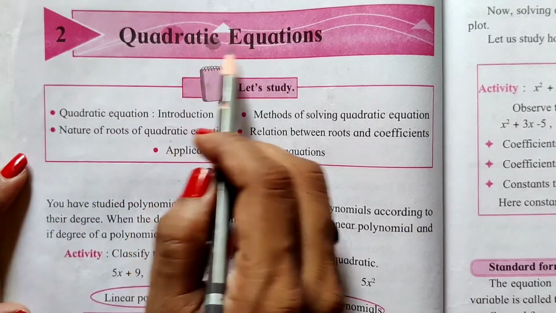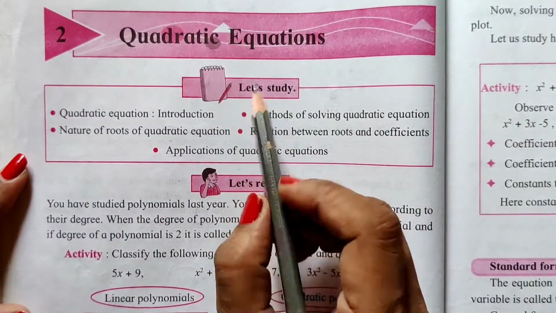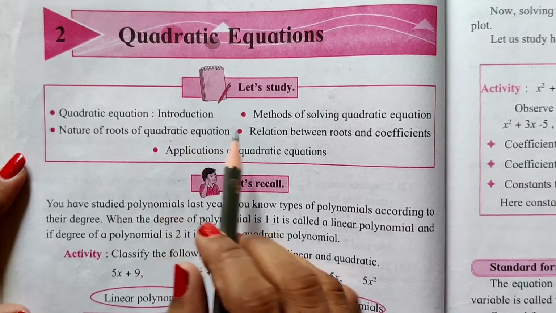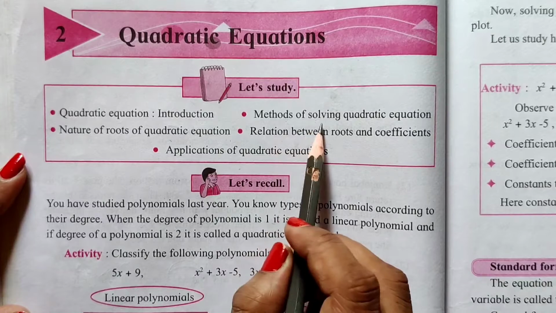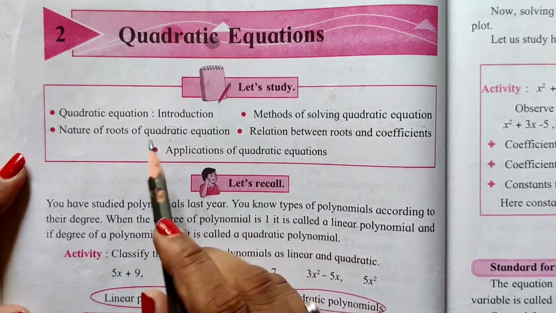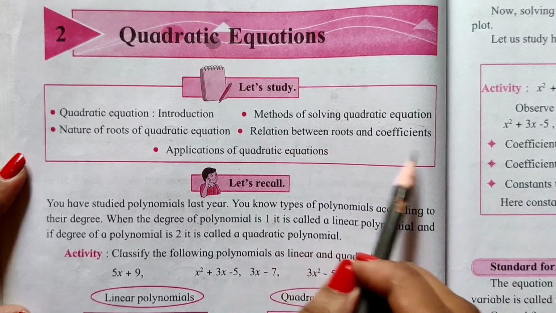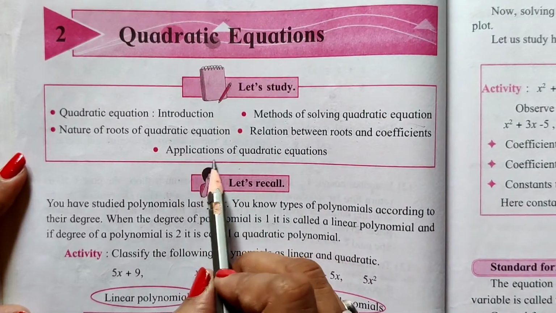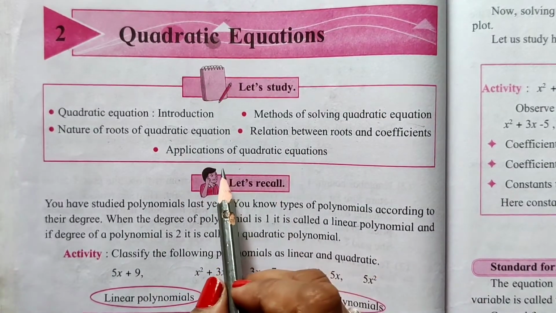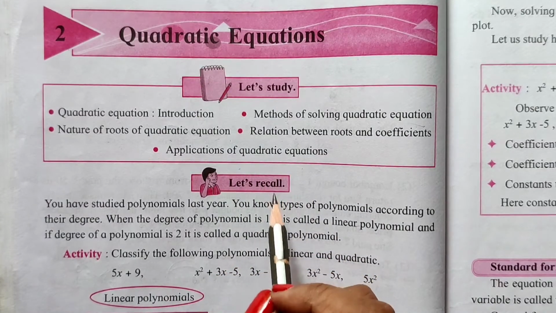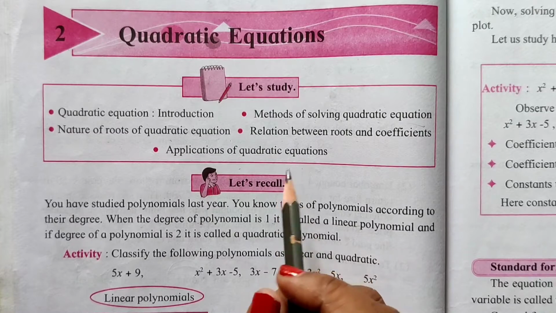Second chapter, Quadratic Equations. In this chapter we are going to study quadratic equations introduction. Then we will study methods of solving quadratic equations, nature of roots of quadratic equation, relation between roots and coefficients, and we will see the application of quadratic equation. Mostly in application we will see the word problems. So let us first recall what we have learned in our earlier standards.